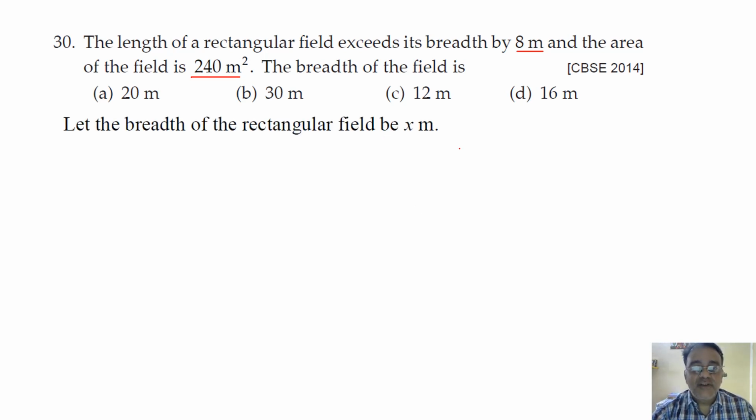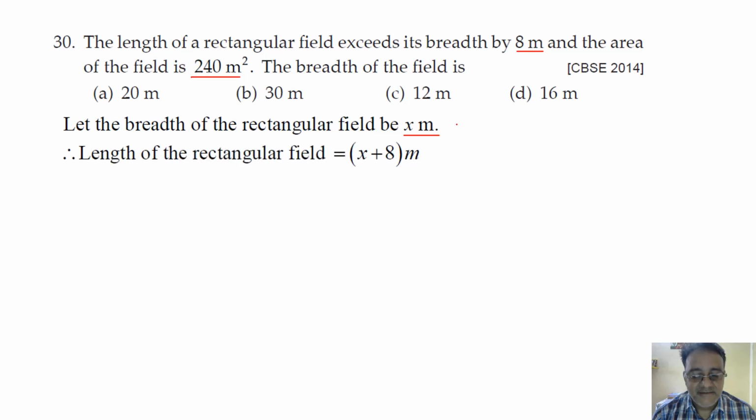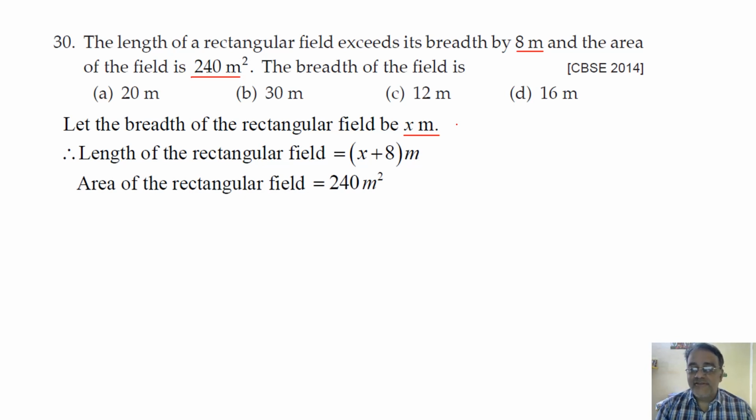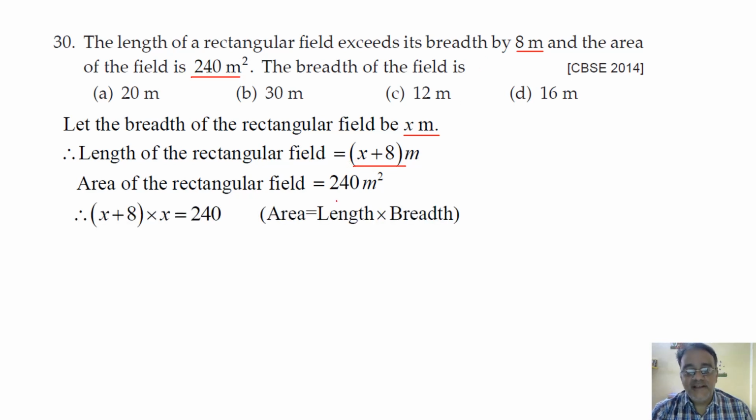So let the breadth of the field be x meter. So what will be its length? X plus 8. And area of the rectangular field is given 240 meter square. And we know that area of rectangular field is length into breadth, that is x plus 8 into x, and that will be equals to 240 meter square. So we are getting quadratic equation x square plus 8x, इसको भी लेफ्ट साइड में शिफ्ट कर लेंगे, minus 240 is equals to 0.